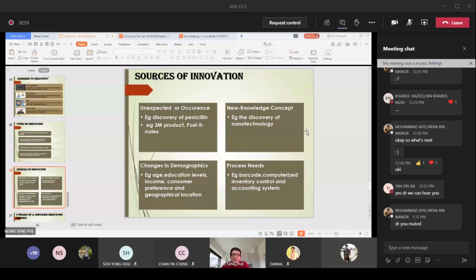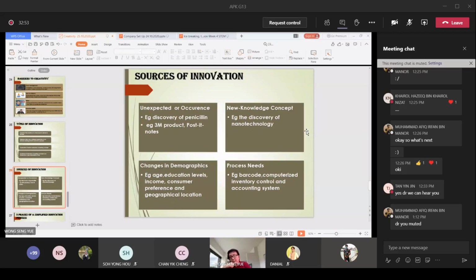So therefore, because of this changing demographic, this will be one source of innovation for you to create a product. I give an example: because of many users demanding face masks. One year before, you never knew that this would be a source of innovation, but because of the COVID-19 pandemic, the changing demographic and the demands will also be a source of innovation.